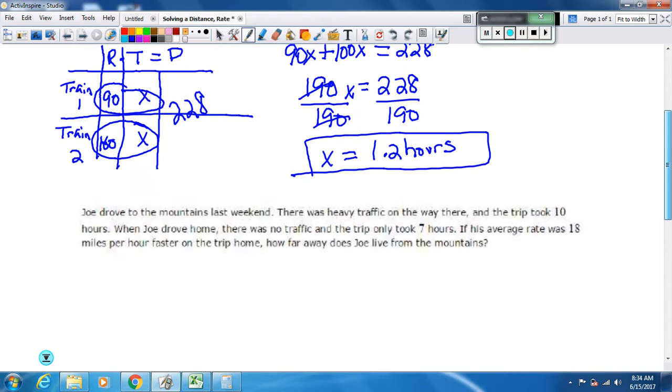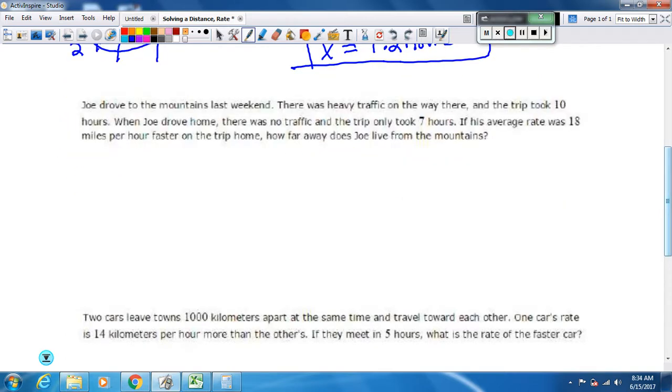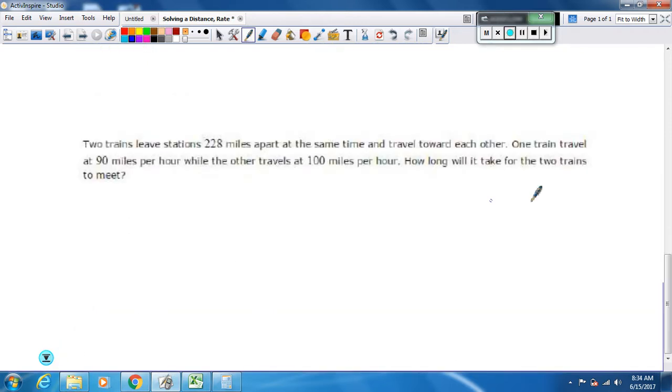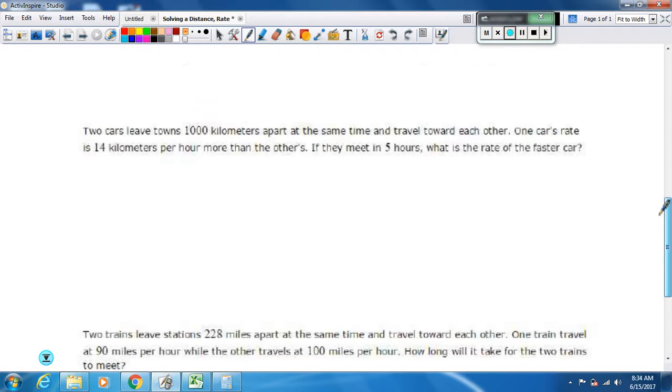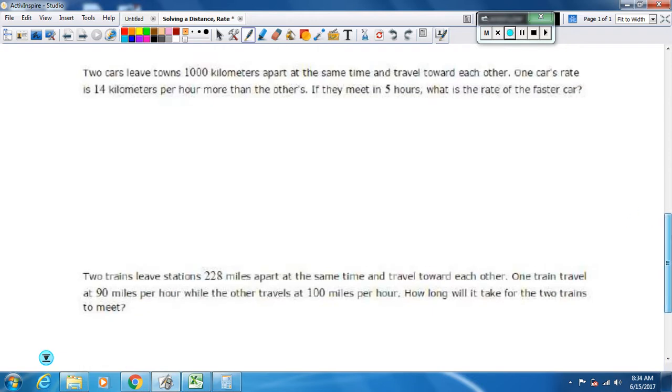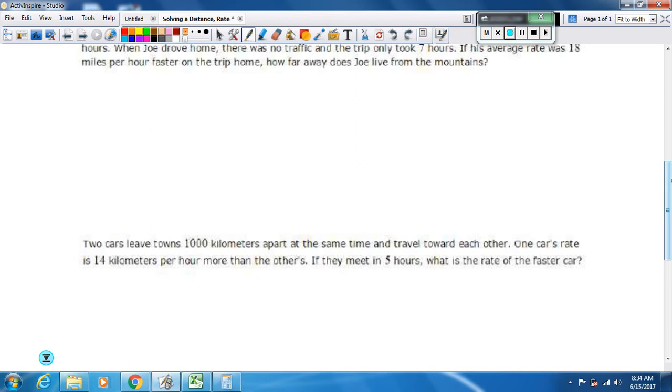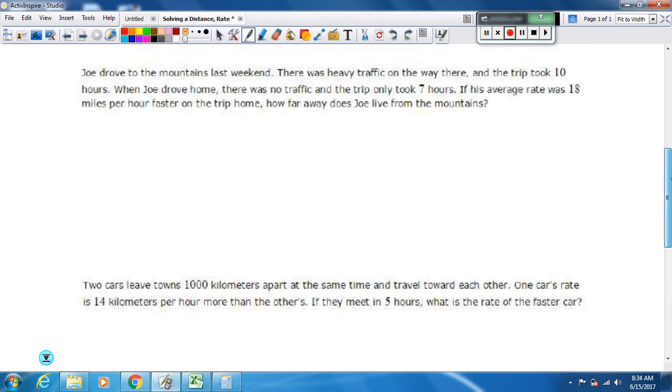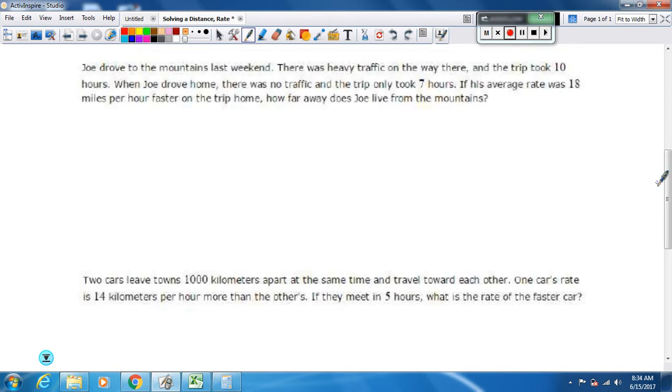Okay, so on the next one, Joe drove to the mountains last weekend. There was heavy traffic on the way there, and the trip took 10 hours. When Joe drove home, there was no traffic, and the trip took only 7 hours. If his average rate was 18 miles per hour faster on the trip home, how far away did Joe live from the mountains?